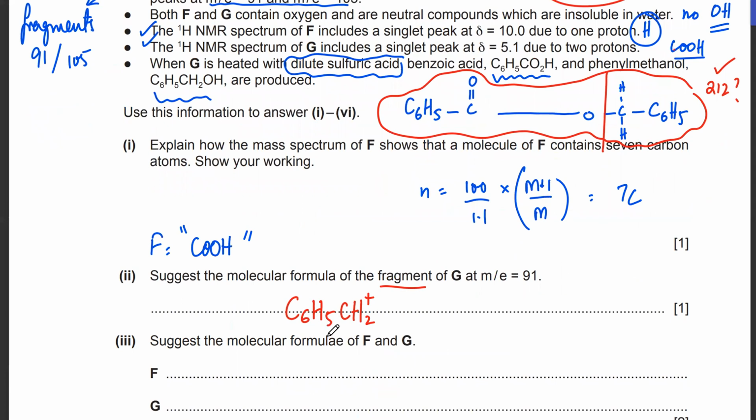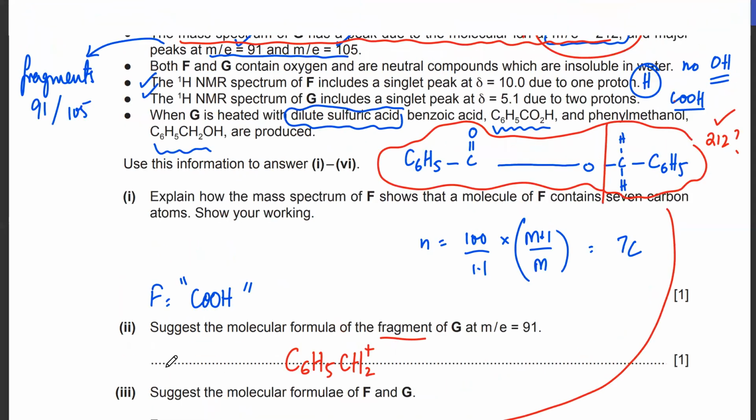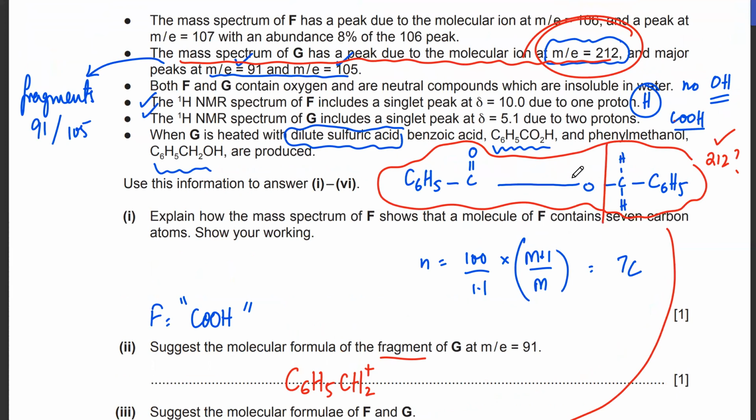So the next one is: suggest the molecular formula of F and G. We already figured that one out, so that is G. Okay, we figured that one out. The bigger question is, what's the formula of F? Now remember this, what information do we have about F?